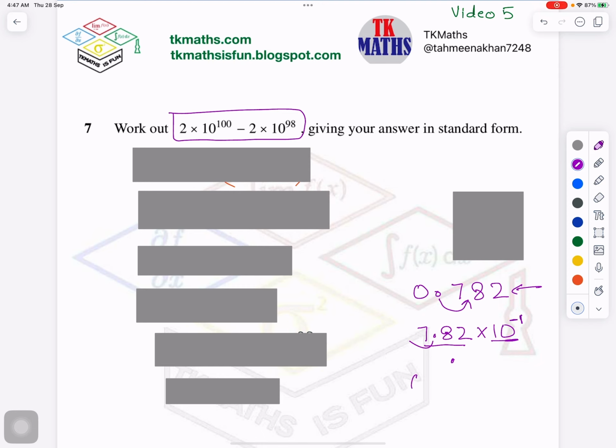Right? For example, I have 0.0045. I want to change it into standard form. So this decimal should actually be here.